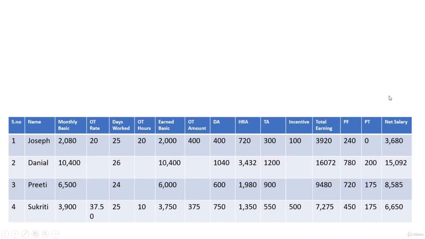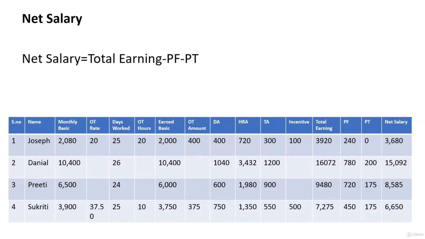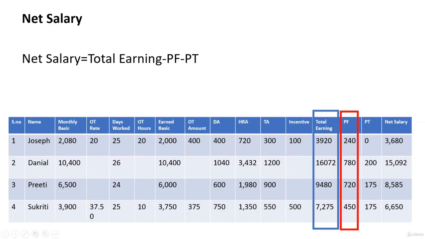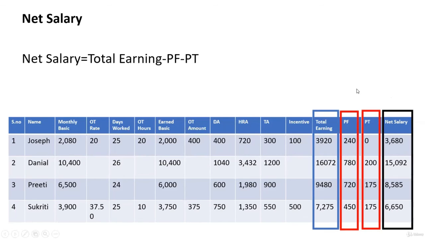So now we have understood the earnings and the deductions of an employee's salary. Now we have come to our net salary, that is total earnings earned by the employee minus provident fund, and we'll deduct professional tax. So we'll reach the net salary as it is shown here. So this is all about the payroll structure and the calculation of the net salary. In the next lecture, we'll be discussing the payroll structure in Tally and we'll create some masters in Tally.